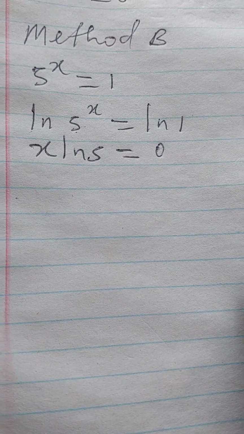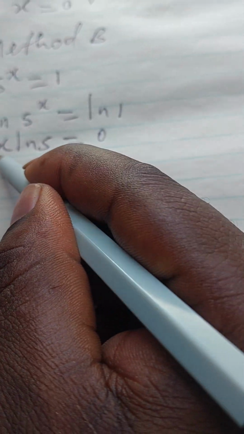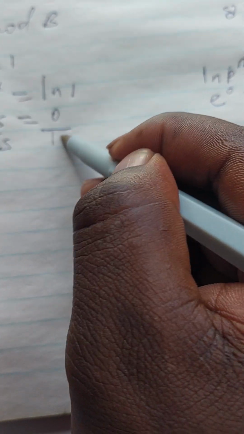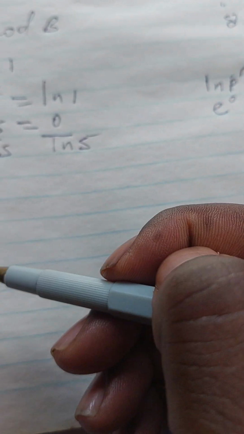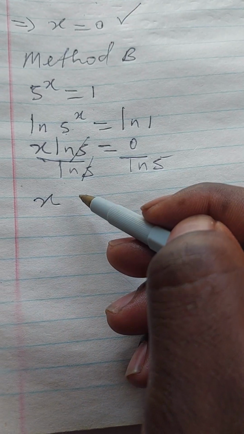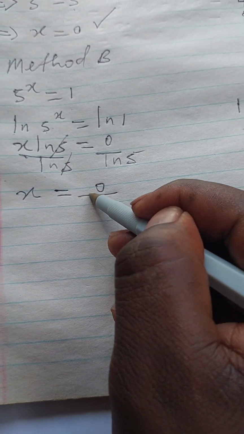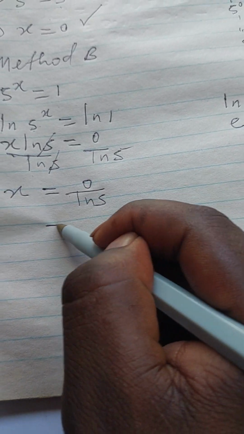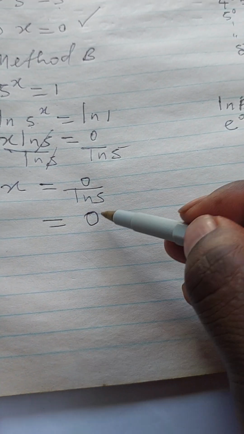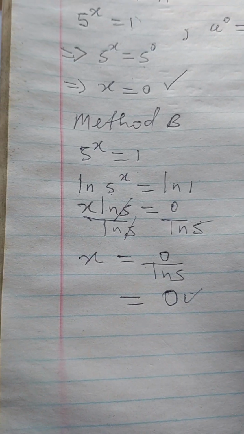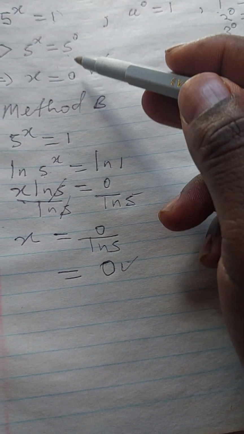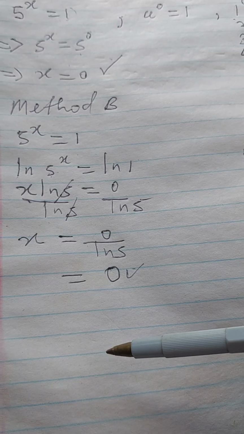And then in this particular case, we can simply divide both sides by natural log of 5. This cancels this. x is equal to 0 over natural log of 5. So x is equal to 0. For both methods, we have obtained x is equal to 0.